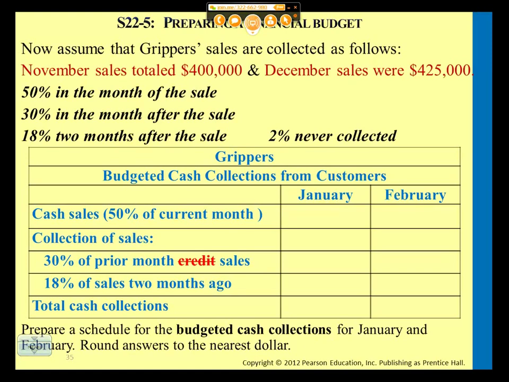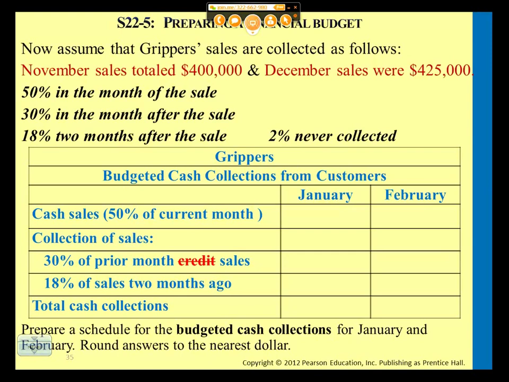Budgeted cash collections from customers, a little bitty piece of that big budget that we looked at, right? Just a part of the cash budget. Okay, so what do we have here? We want to prepare a schedule for the budgeted cash collections for January and February, and round answers to the nearest dollar. So pay attention, right? You have in the month of the sale, after the sale, 2 months and never collected, and you also have your November sales of 400,000 and December of 425.